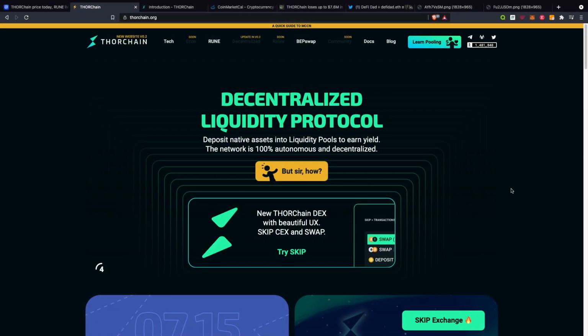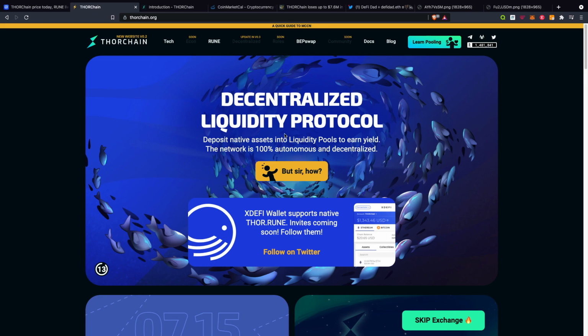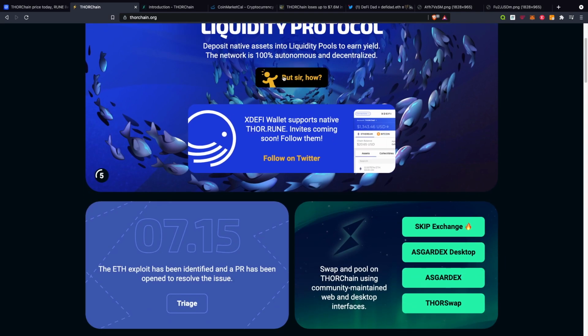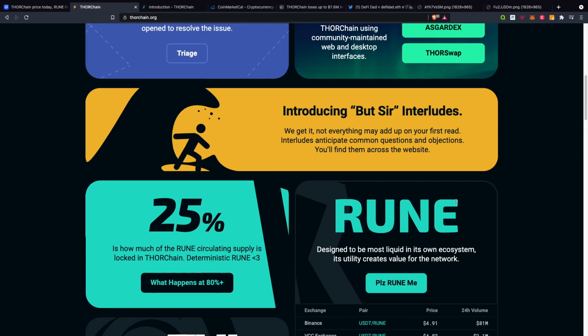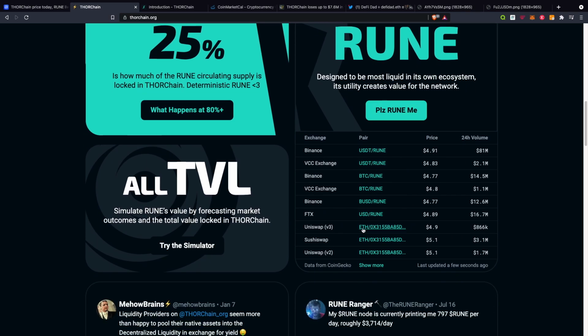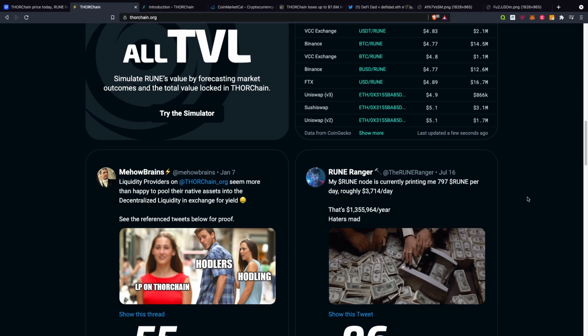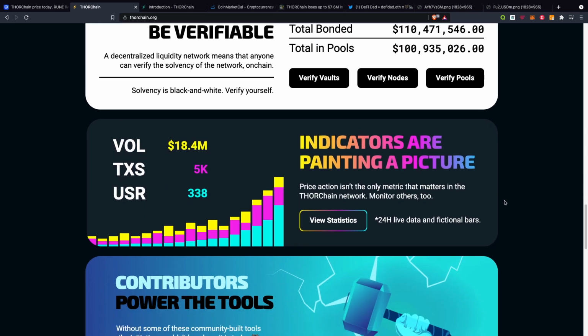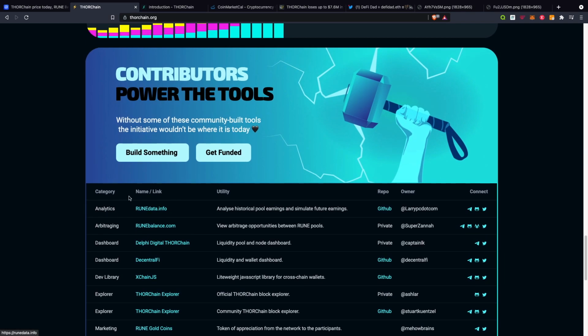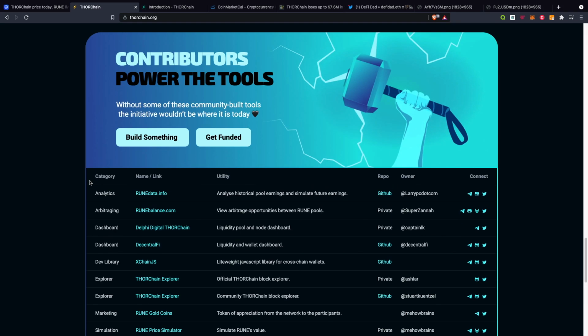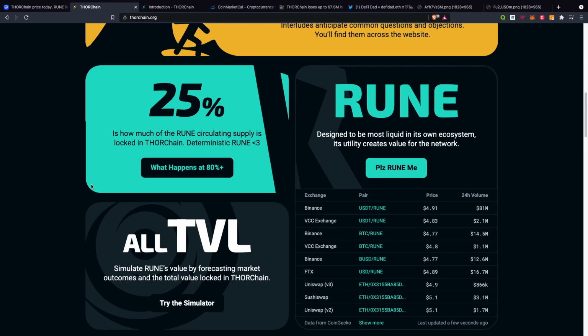So guys, I have just jumped onto the website. There isn't much going on the website that I want to cover, but as you guys can see, decentralized liquidity protocol, deposit native assets into liquidity pools and earn yield. The network is 100% autonomous and decentralized, so go ahead and check that out as well. It does give you more insight on how to buy it, and there's a whole bunch of stuff you could dive into in terms of where the exchanges are, how much percent returns you get, and so on. There are a lot of things to cover just within the website itself, so I recommend you go ahead and check out the website yourself.